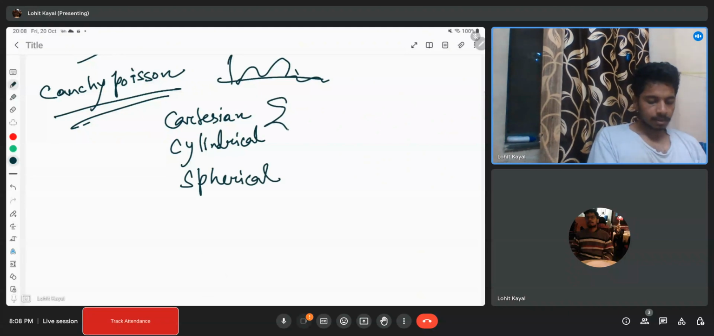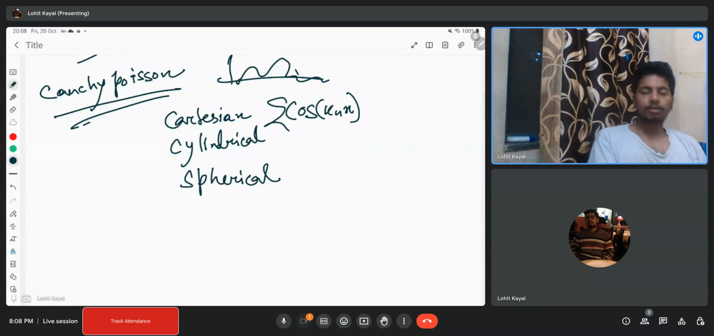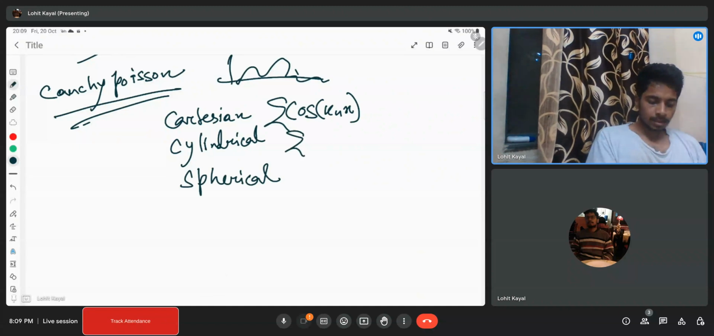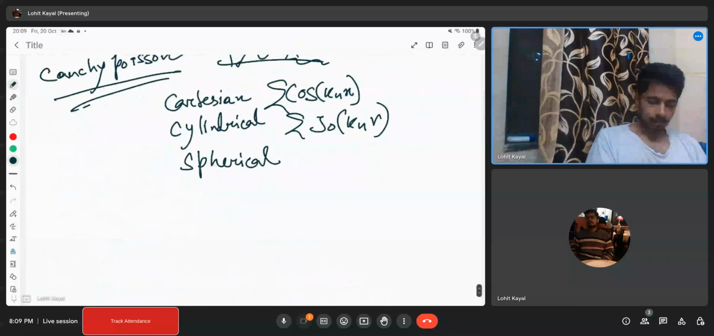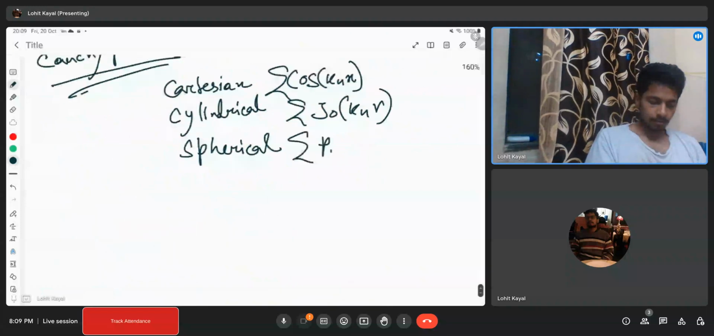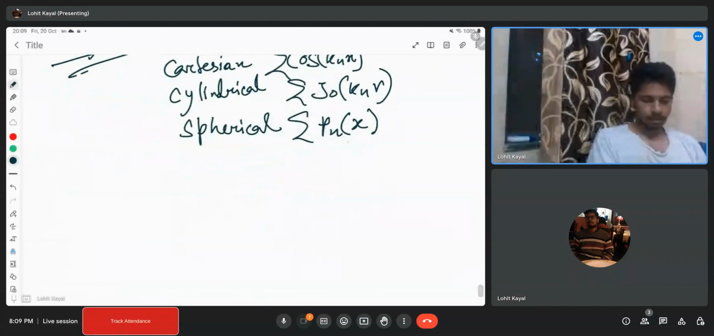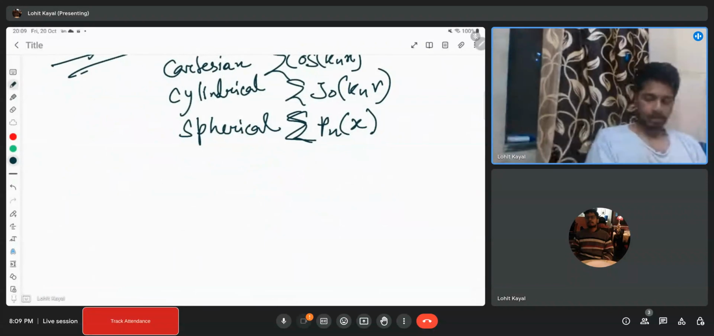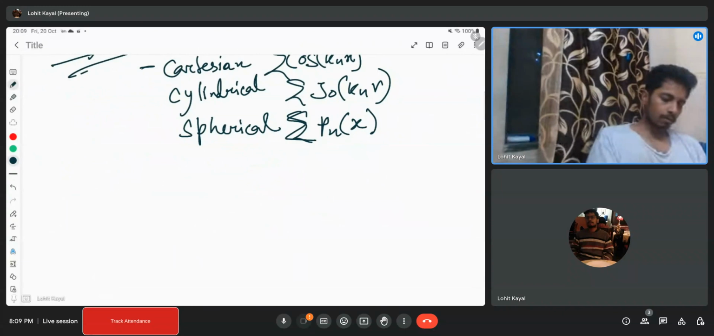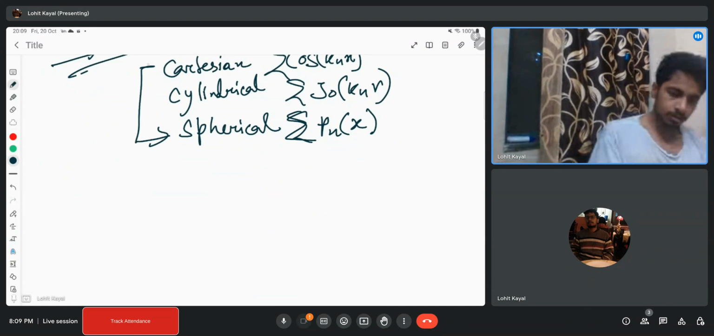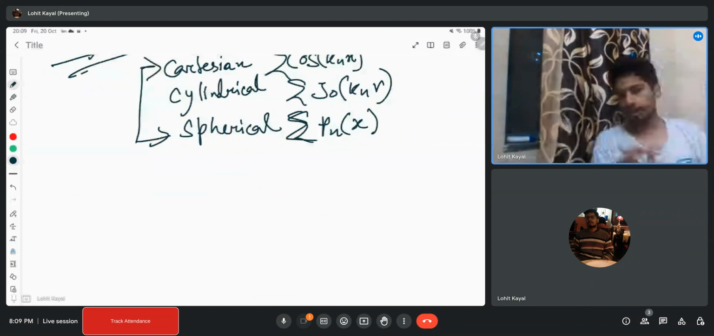Here it will be some summation of cos knx. You can express your initial perturbation as some summation of cosine knx. For the cylindrical geometry, you can express it as some cosine J0 knr, and here you can express it as some Pn of x in the spherical geometry. We have solved it for all cases, and the solutions are provided. You can use that solution to find the result.